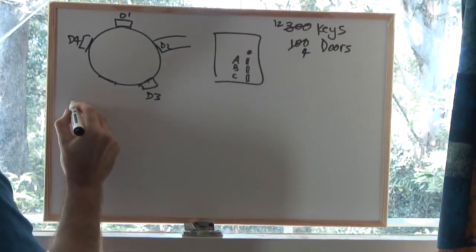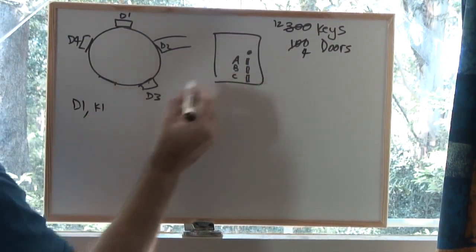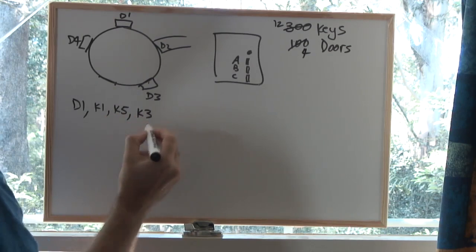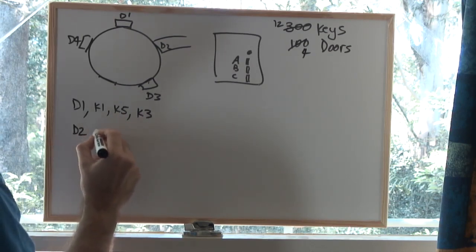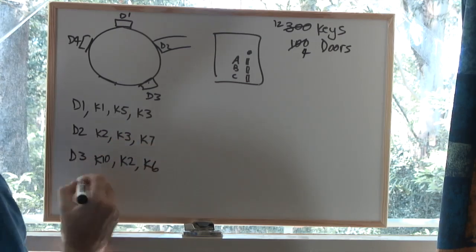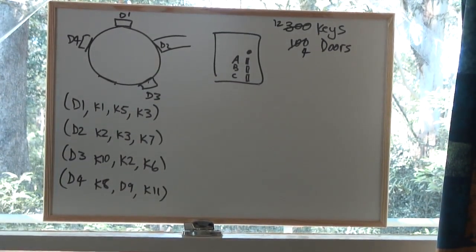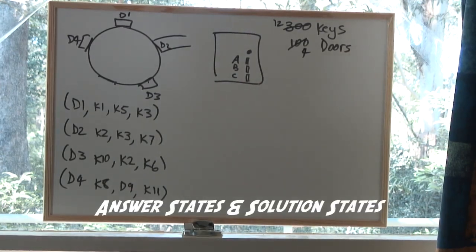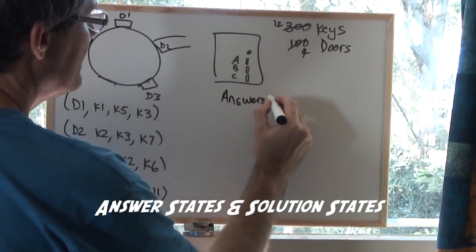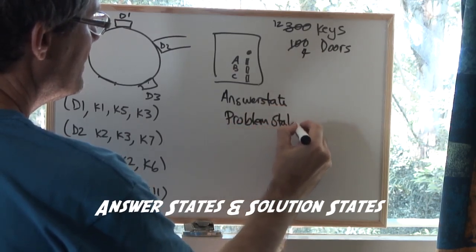Let's suppose that for door 1, key 1 goes in the first lock, key 5 goes in the second lock, and key 3 goes in the third lock. And for door 2, key 2 goes in the first lock, and so on. These are the correct combinations to open each door. Now, we're going to look at the answer state, problem state, a solution state.